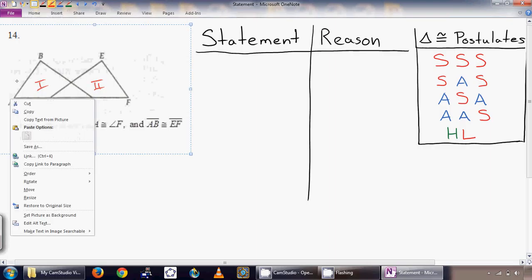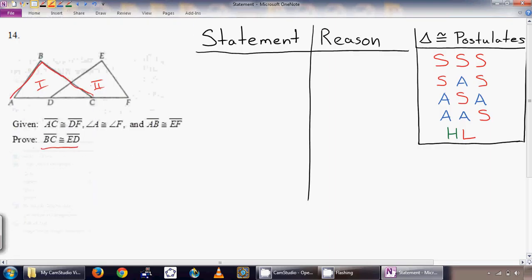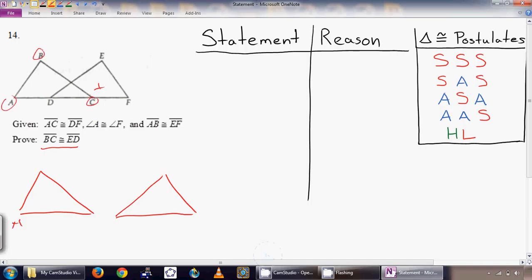And let me highlight them for you. This one is the same as that one. These are overlapping triangles, so why don't we pull them out? We've got this triangle over here, and this other triangle over here. This one is ABC, and the other one is DEF.